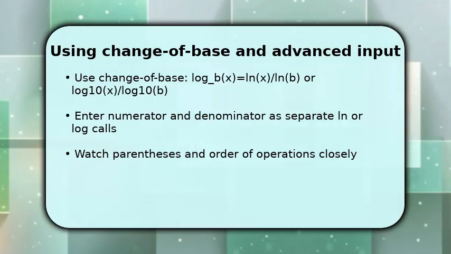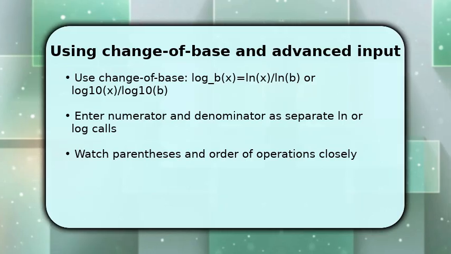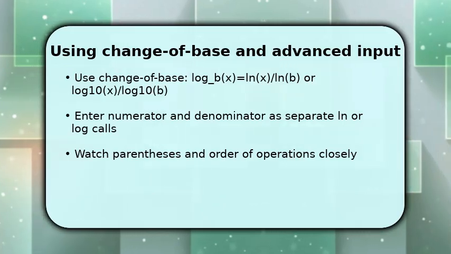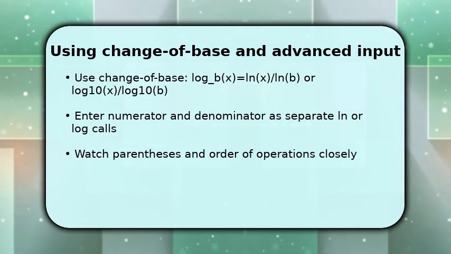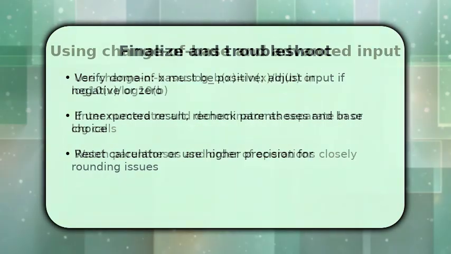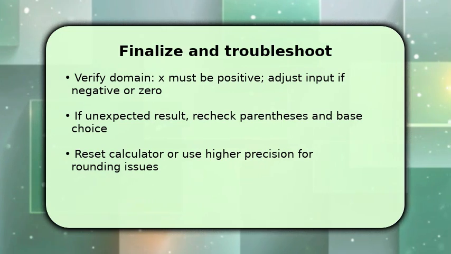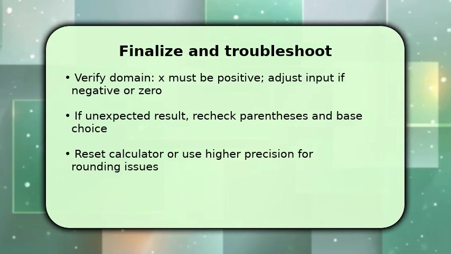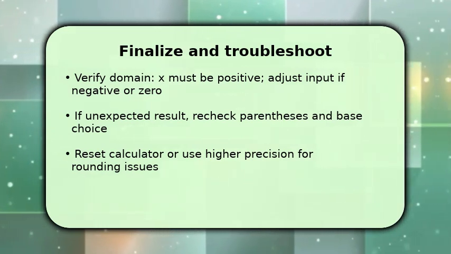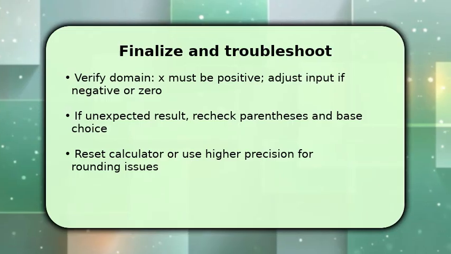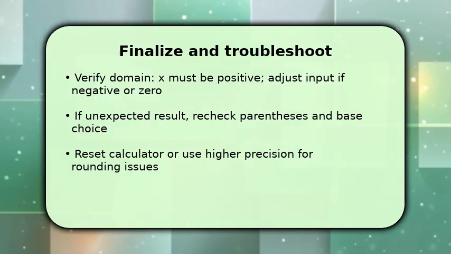Once you compute, verify the result by checking approximate powers. 2 to the returned value should equal 100, confirming correctness. To finish, confirm the value makes sense. Logs require x greater than 0, so if you get an error, revisit your input. You re-enter the expression carefully, ensuring parentheses and base selection are correct.